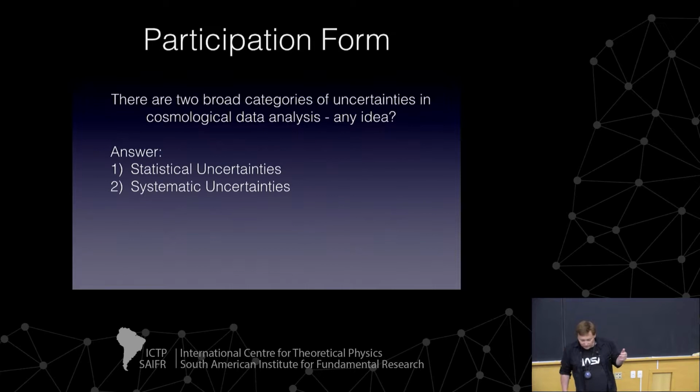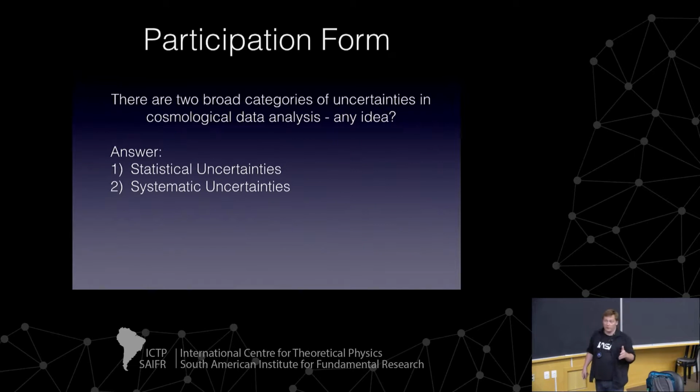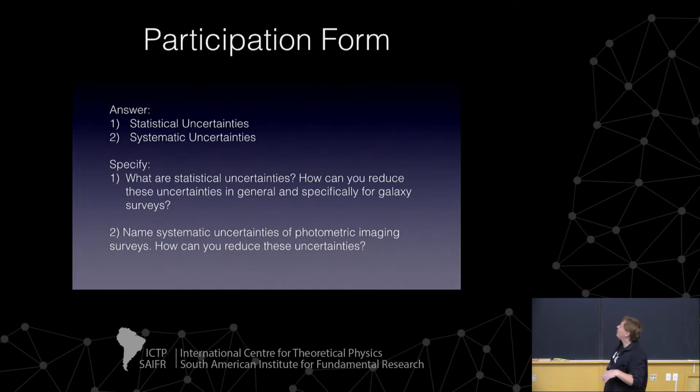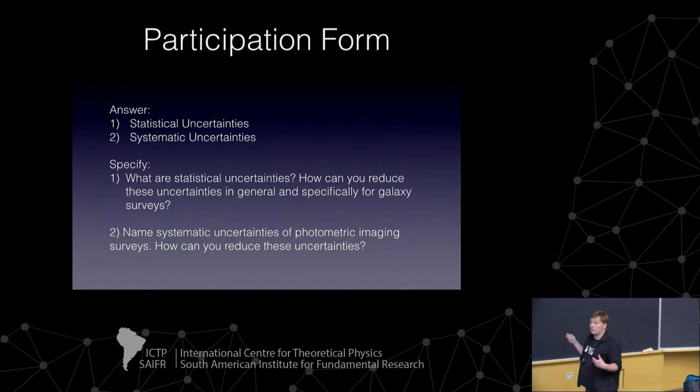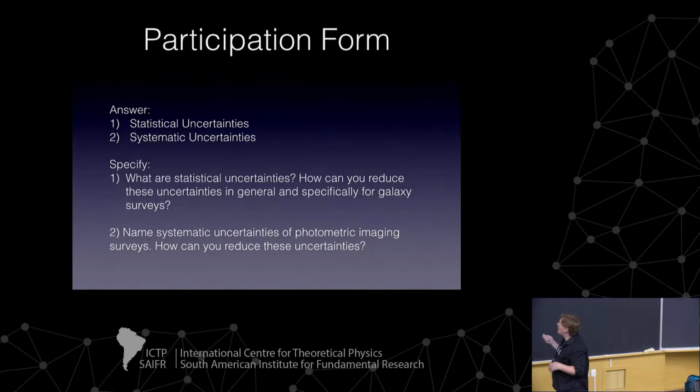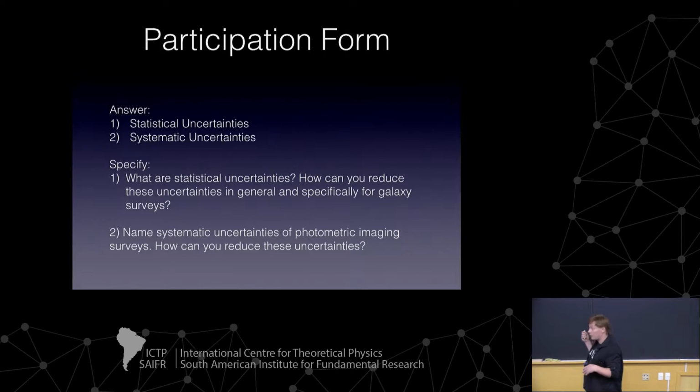And it is very clear how to improve on one of them. We had this fabulous chicken example. But now I would like you to specify what are statistical uncertainties in the context of cosmological surveys. What is meant by that? How can you reduce these uncertainties? And then can you name some systematic uncertainties for a photometric imaging survey? Something you heard about.